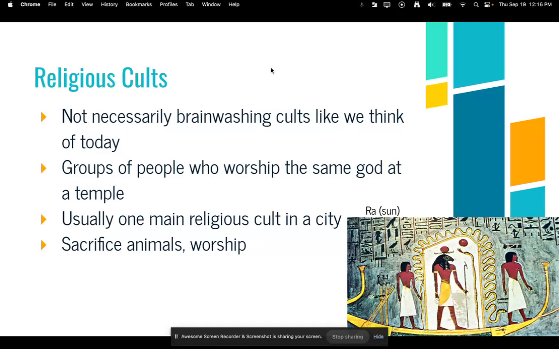There was usually one main religious cult in a city. So each city would be dedicated to a certain god. And during cult meetings, they would sacrifice animals and do worship stuff.